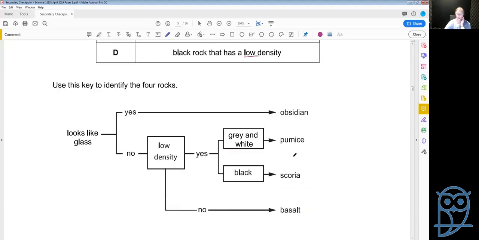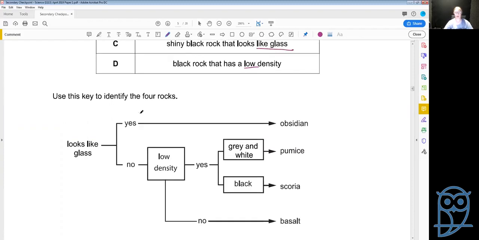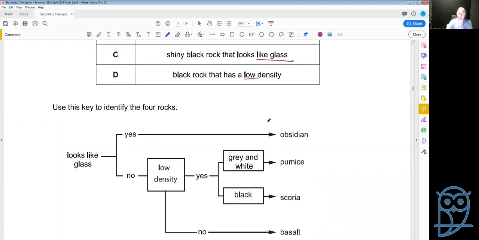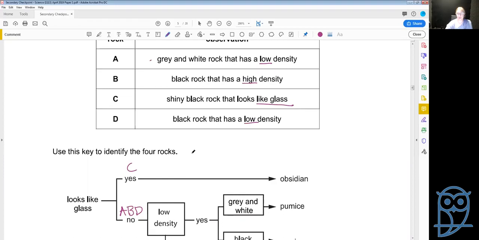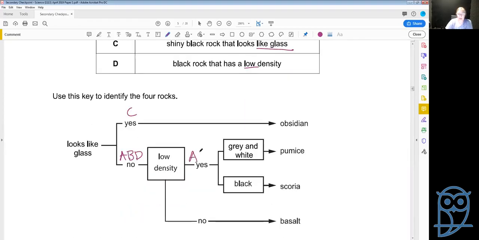So here is an identification key. So now we can figure out which rock goes where. So first, does it look like glass? Yes, we've got one rock that does look like glass. So that would be rock C going from there. Does not look like glass, so that would be A, B, or D. So now, if we look at the low densities, we have two of them, so that would be A or D. So A or D goes this way, and this way will be B, because it has a high density.